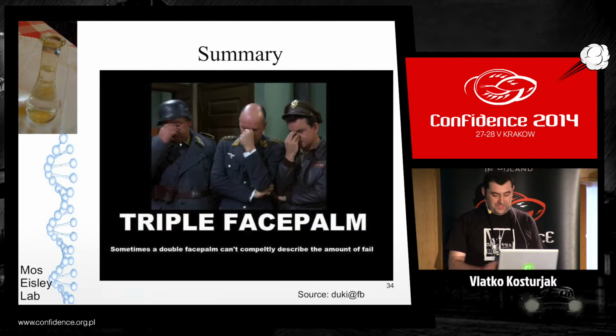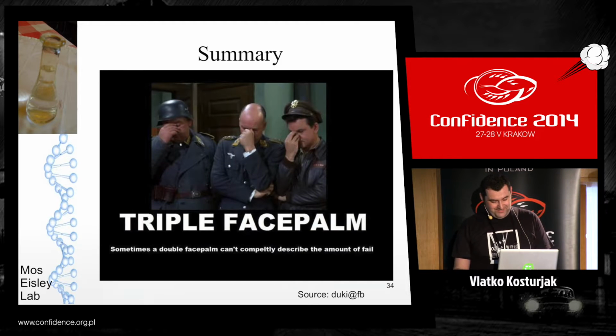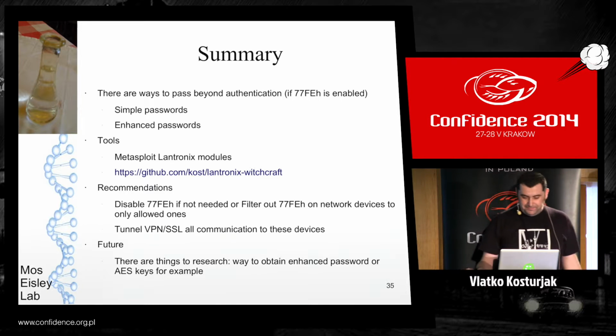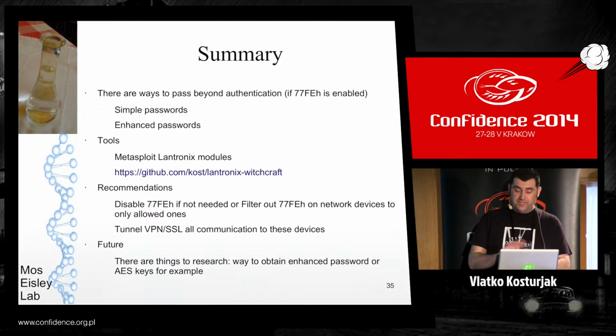So to sum it up, this is what it looks like, right? When it really sucks. But in short, there are ways to bypass authentication. Simple password, enhanced password, whatever, on Lantronix it's possible, if just this port is accessible. There are tools in the Metasploit Lantronix modules which can help you with only simple passwords, but this tool which you can find on GitHub helps you with simple and enhanced passwords. So definitely you want to disable this port.